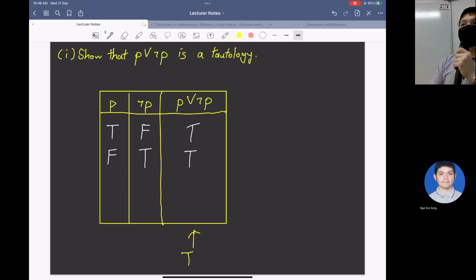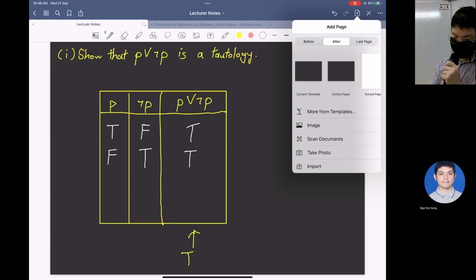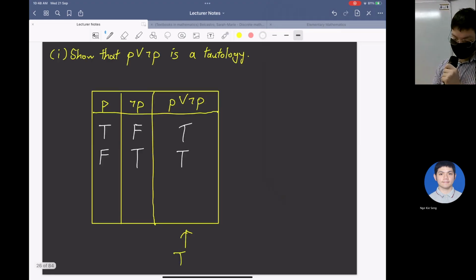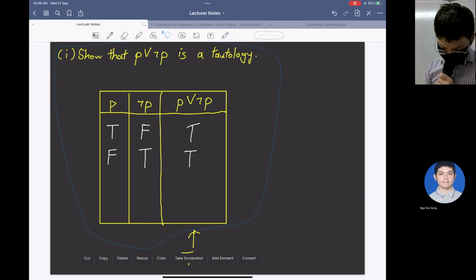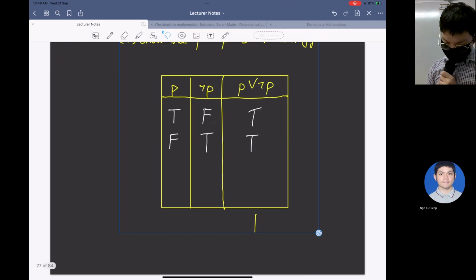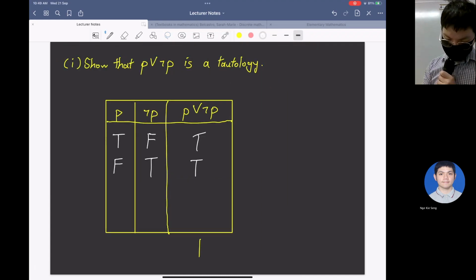Okay. How about contradiction? Maybe we try the contradiction. I'm not doing the work, but you do. Then we will take a break after the contradiction. So I said that P and not P is a contradiction.